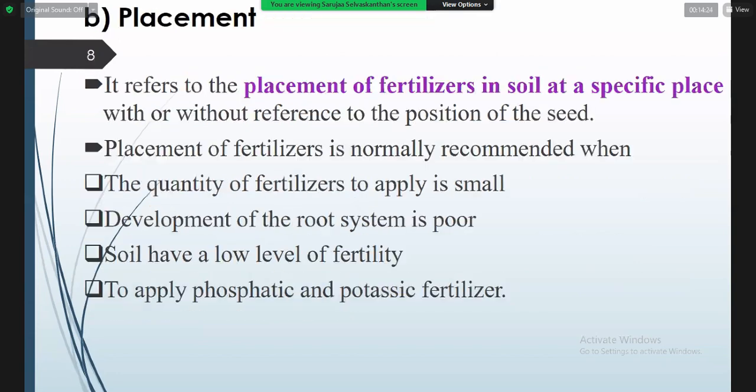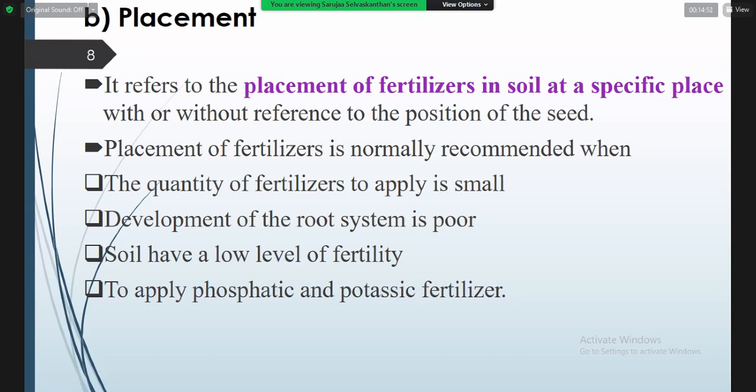Then the second method is placement. It refers to the placement of fertilizer in the soil at a specific place, with or without reference to the position of the seed. We apply at a specific place, not all over the field. All over the field is called broadcasting. When we apply at a specific place near the seed or plant, it is called placement.